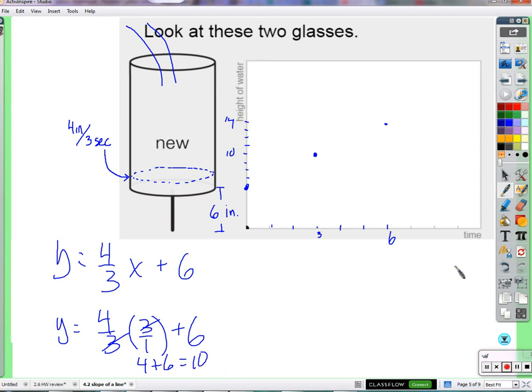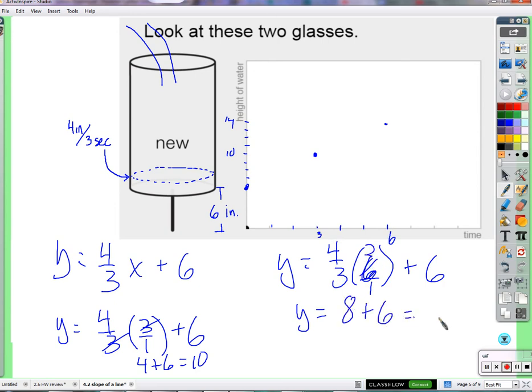4/3 x plus 6. Let's try 6 seconds. y equals 4/3 times 6 seconds plus 6. What's 4/3 times 6 over 1? 8 over 1. And 3 divides 6, that leaves 2. 4 times 2 is 8. Plus 6 is 14. 14, just like it ought to be, right? 14 after 6 seconds.